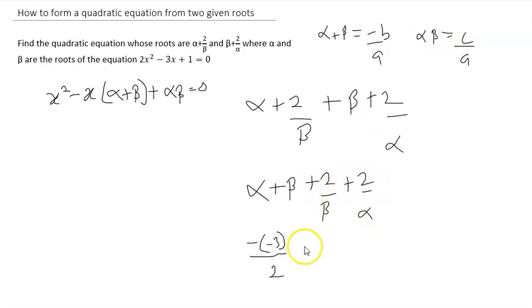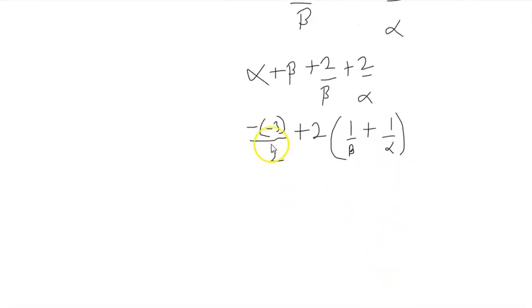Okay, so let's factorize 2 from this. So if we bring out 2, this would be 1 over beta plus 1 over alpha. Okay, so now let's carry on. So now we can open this out. So this would simply be 3 over 2 plus 2. So now let's solve this.